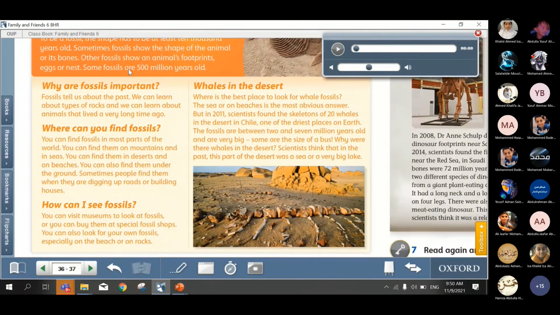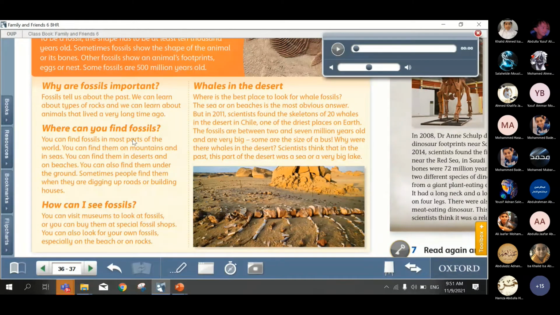Awesome. Why are fossils important? Fossils tell us about the past. We can learn about types of rocks, and we can learn about animals that lived a very long time ago. Where can you find fossils? You can find fossils in most parts of the world. You can find them on mountains and in seas. You can find them in deserts and on beaches. You can also find them under the ground. Sometimes people find them when they are digging up roads or building houses.